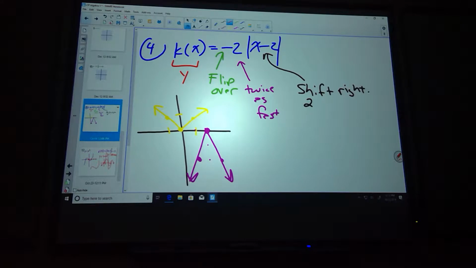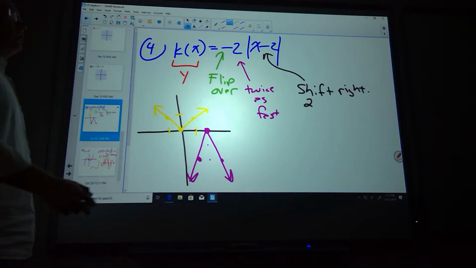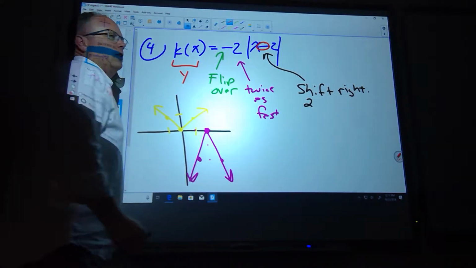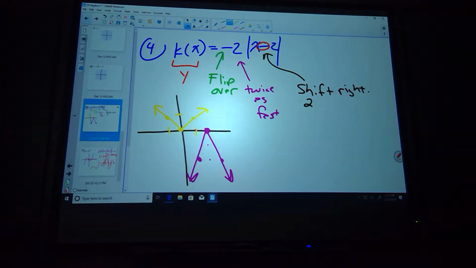Wait, so does the sign switch or no? The sign switches. This switches to a positive, yes. The sign will always switch when it's inside. Okay, got it. So if that was an x plus 2 inside, it goes to negative 2. Okay. What are other questions on this homework?